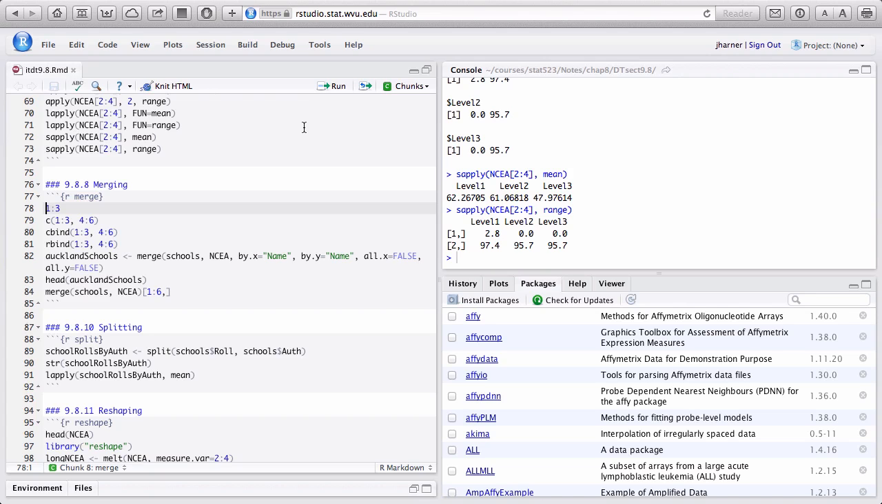At any rate, what was I saying? What was I talking about? P-apply. Parallel.